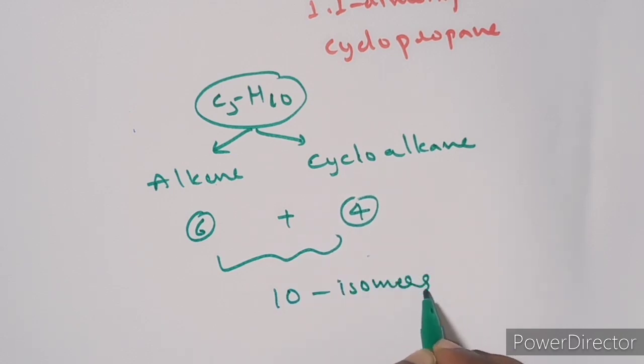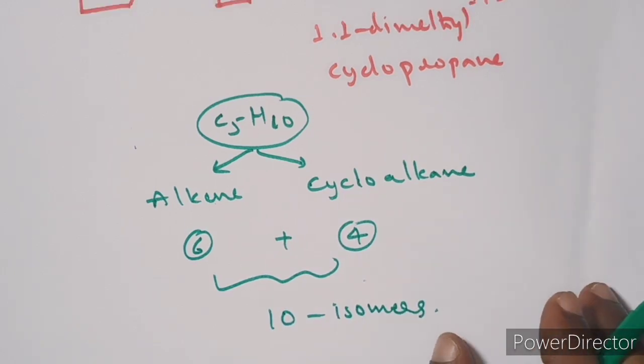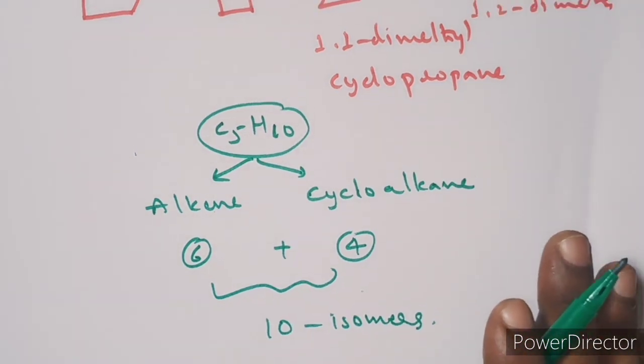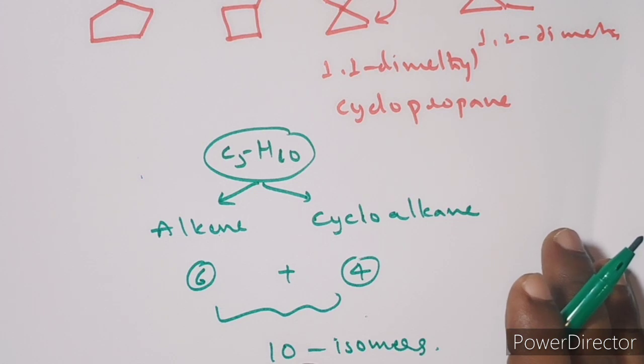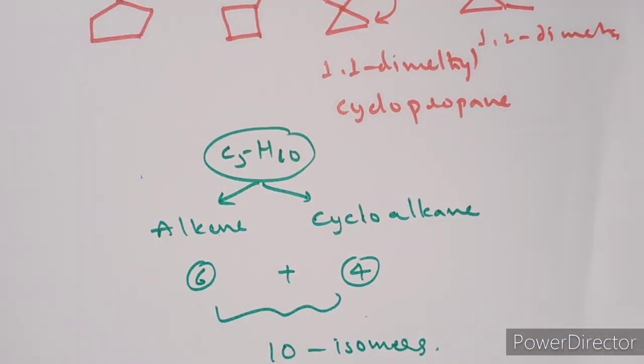Okay, like this you have to write. Hope you understand this. Clear? Like this, keep on writing. Now let us see how to write the number of possible isomers of alkynes. Let us go through that.